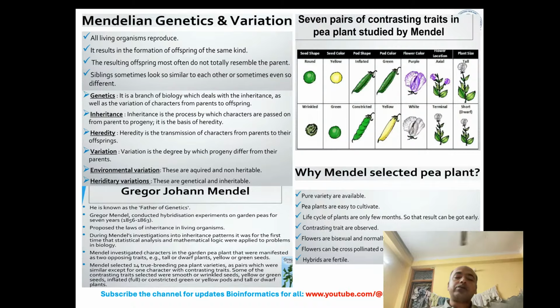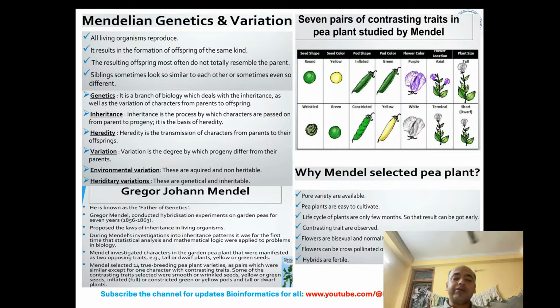Now it comes to Mendel. He is known as the father of genetics and conducted hybridization experiments on garden peas for 7 years. He proposed the laws of inheritance in living organisms. During Mendel's investigations into inheritance patterns, it was for the first time that statistical analysis and mathematical logic were applied to problems in biology.